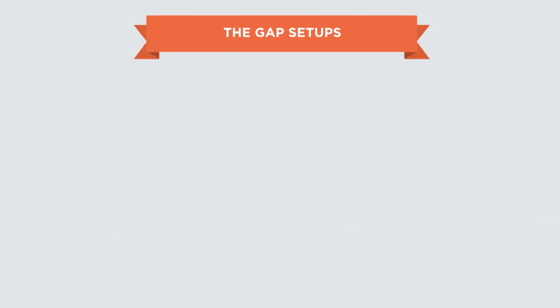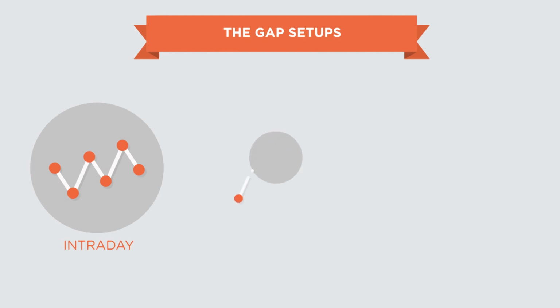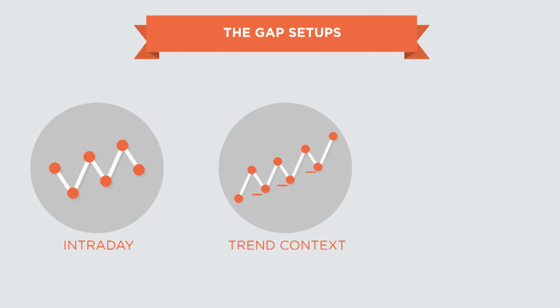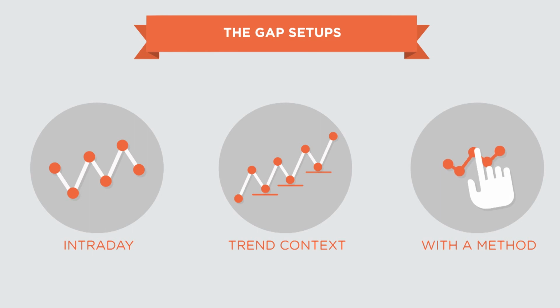Now, these gap setups are for intraday use only. We primarily use the hourly charts. You may experiment with other time frames. Gap trading is always to be used in context of the current trend. And finally, it's to be used in conjunction with a full-fledged method like the Newton method or any other method that you may have. You see, setups by definition happen once in a while. They don't happen all the time. So these gap setups actually supercharge your already regular trading system.